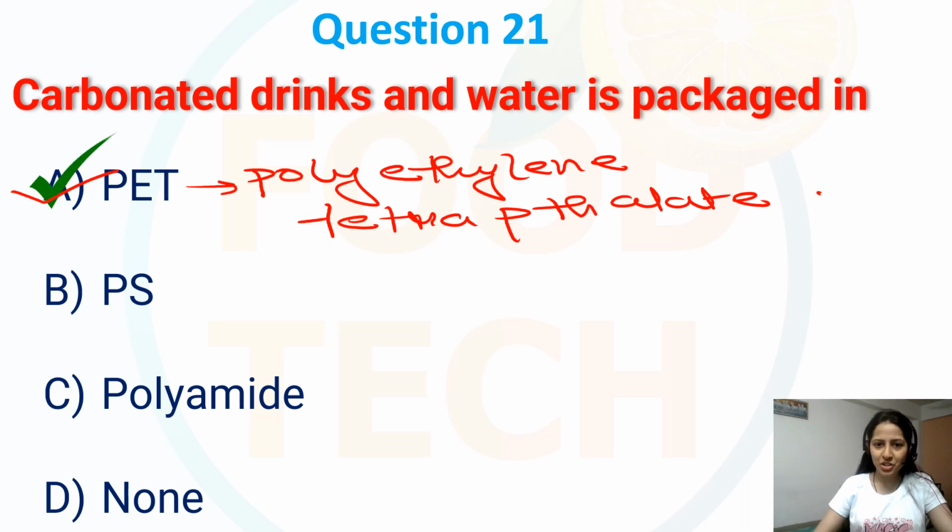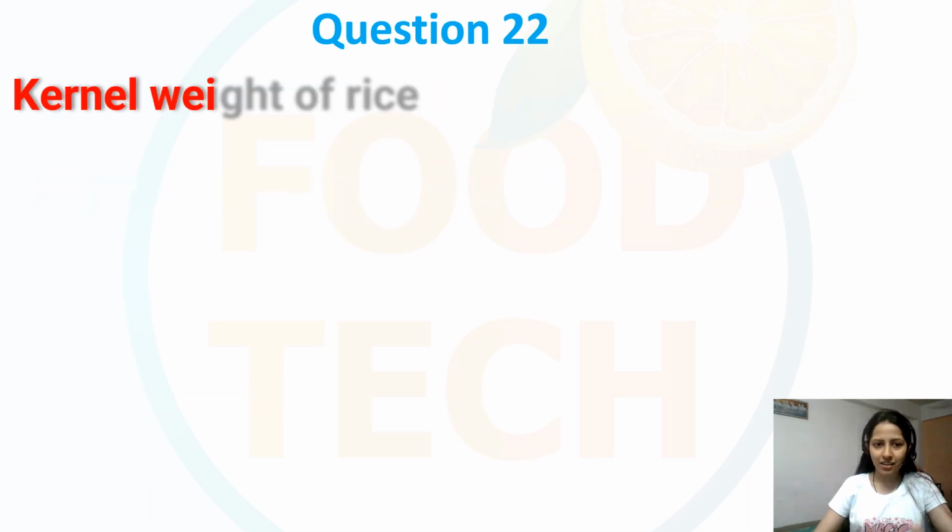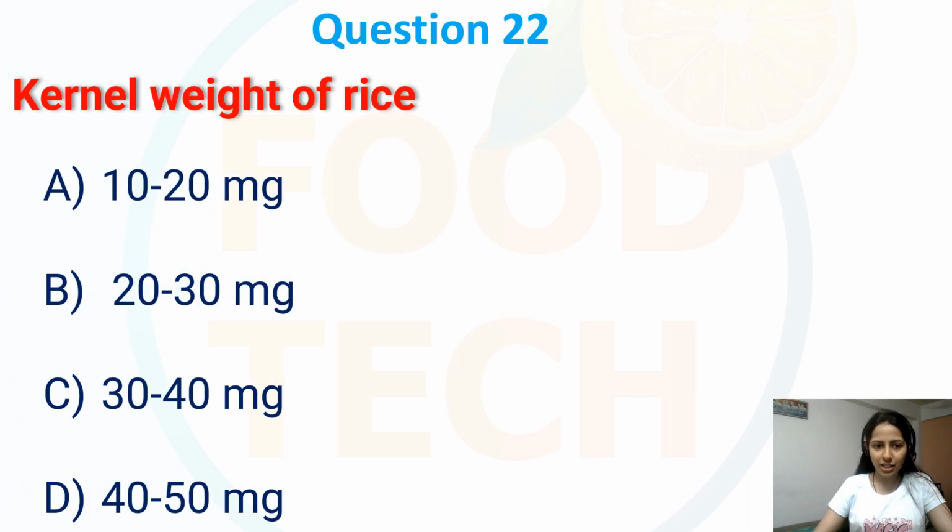Next, question number 22. Kernel weight of rice is. So options are 10 to 20 mg, 20 to 30 mg, 30 to 40 mg or 40 to 50 mg. So the kernel weight of rice can vary depending on the variety, growing conditions and other factors also. But typically this kernel weight ranges from 20 to 30 mg. That is option number B will be my correct option.